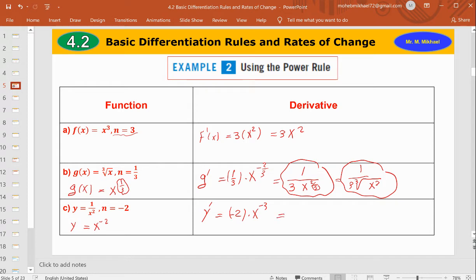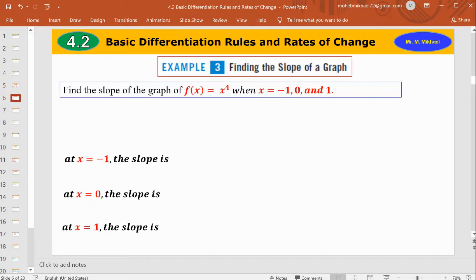Now let me simplify this, guys. Create a fraction bar, keep the -2 on the top, and bring this negative exponent down to be positive. Negative exponents are not accepted. We simplify our derivative and put it in the simplest form: -2 over x cubed. So far, so good, guys. Two rules so far. Another idea is covered by example number 3, finding the slope of a graph.